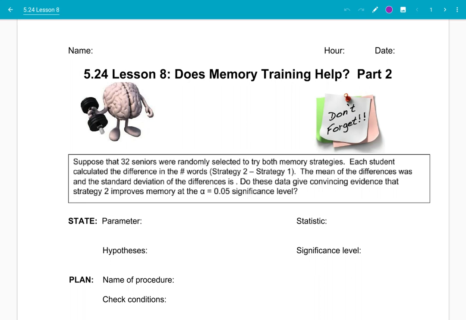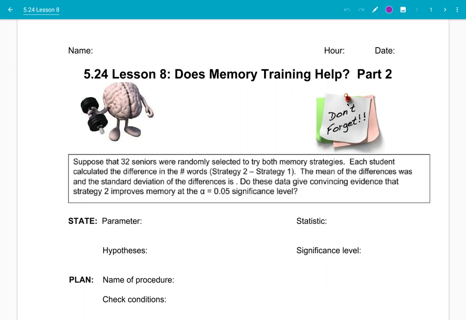Suppose that 32 seniors were randomly selected to try both memory strategies. Each student calculated the difference in the number of words, strategy 2 minus strategy 1. The mean of the differences was calculated, and the standard deviation of the differences is blank.